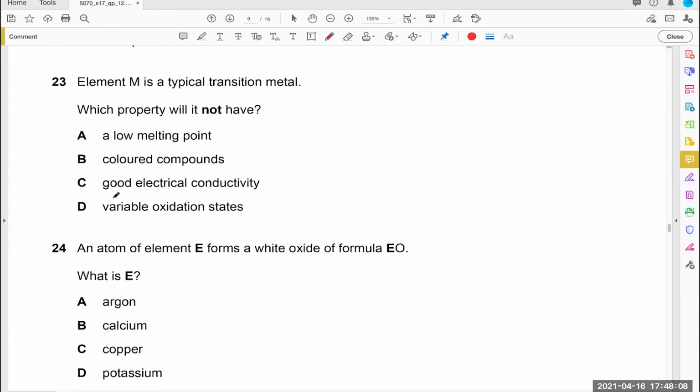Element M is a typical transition metal. टिपिकल ट्रांजिशन मेटल का मतलब क्या है? हाई मेल्टिंग पॉइंट, कलर्ड कंपाउंड्स, गुड इलेक्ट्रिकल कंडक्टिविटी, वेरिएबल ऑक्सीडेशन स्टेट्स. ये सारी ट्रांजिशन मेटल्स की बात है. तो ये वाली बात गलत है, बाकी सब ट्रू है.